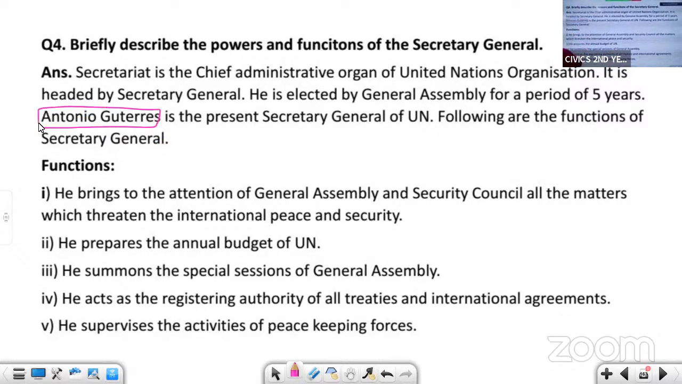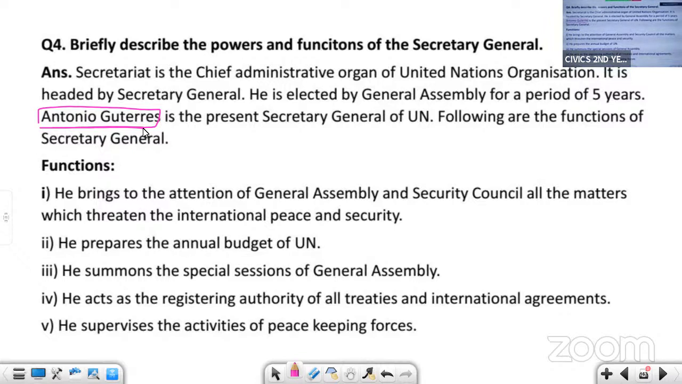You will get a question for 2 marks. Who is the present Secretary General of UNO? Just one name. Antonio Guterres. Remember this one name and write in a sentence that Antonio Guterres is the present Secretary General of UNO and he is elected for the period of 5 years by General Assembly. That's it. You will get 2 marks. Okay. So let us see the functions of Secretary General.